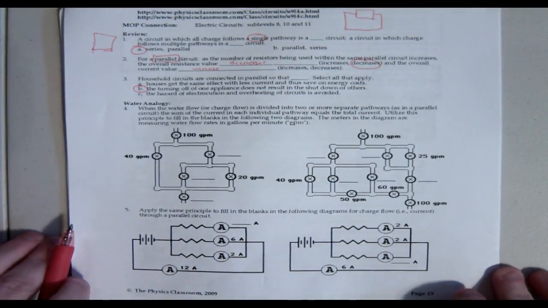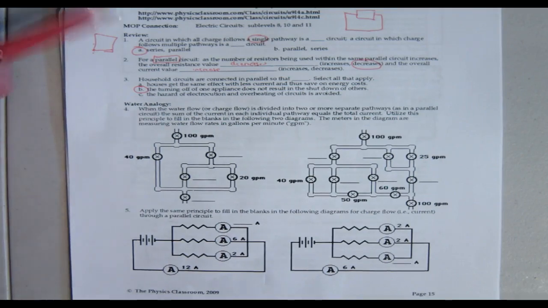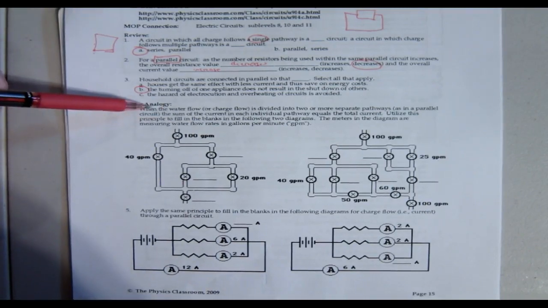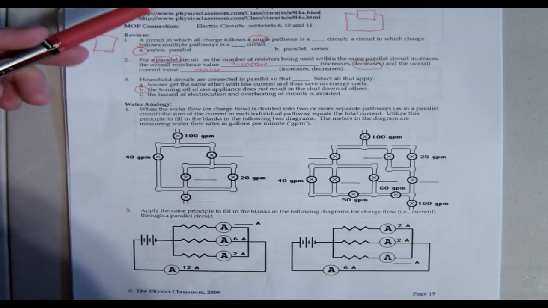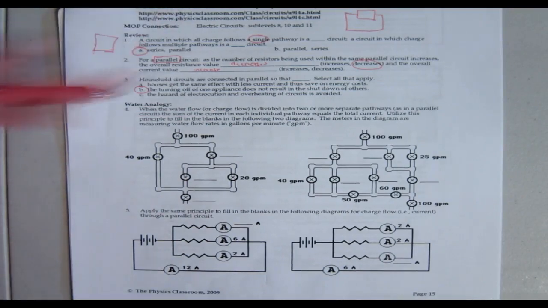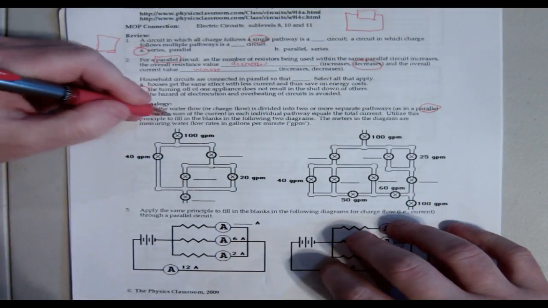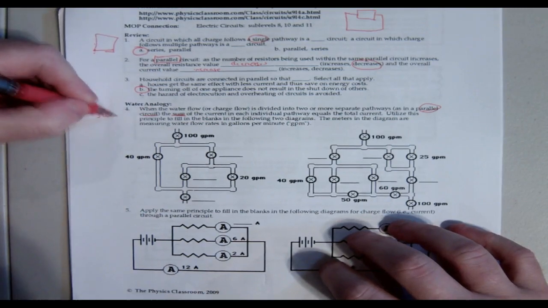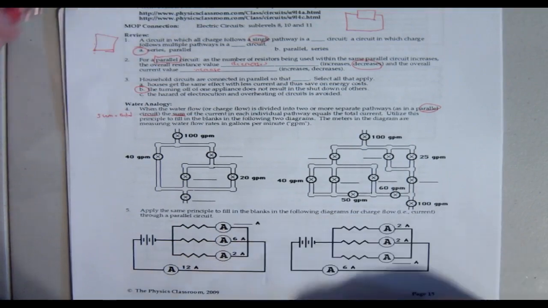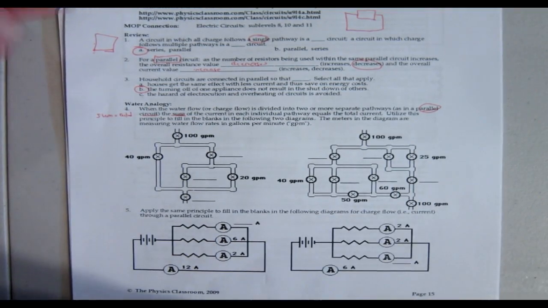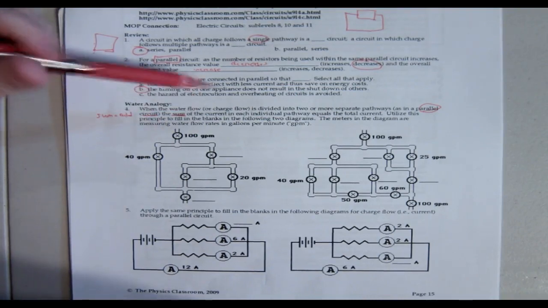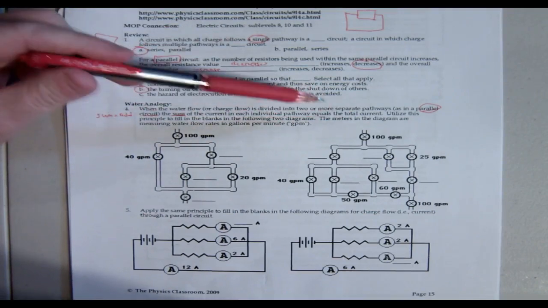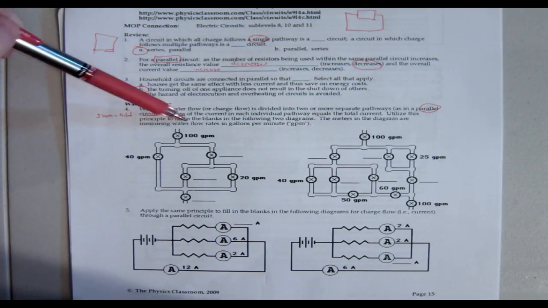We're going to read this and then we're going to go over some stuff. Actually, I'm not going to do this. I'm just going to kind of go over it. All right. When the water flow or charge flow is divided into 2 or more separate pathways, as in a parallel circuit, the sum of the current in each individual pathway, sum means add. By the way, I think it means add. It should mean add. The sum, I lost my spot. The sum of the current in each individual pathway equals the total current. Utilize the principle to fill in the blanks below. The meters in the diagram are measuring water flow rates in gallons per minute.